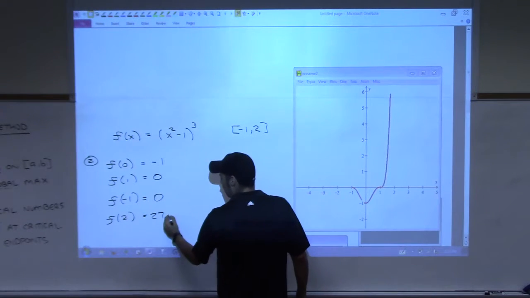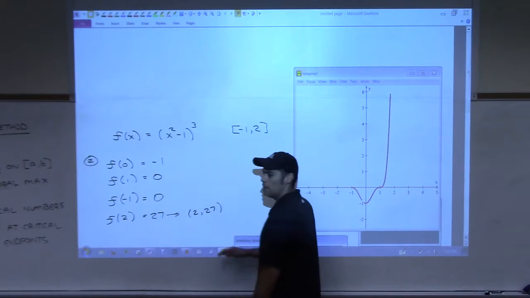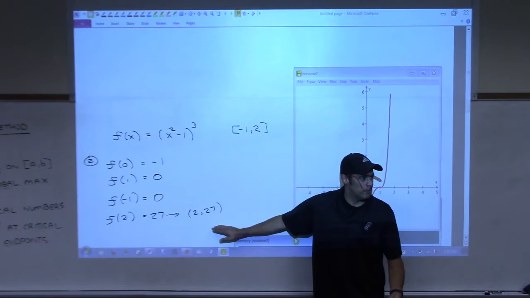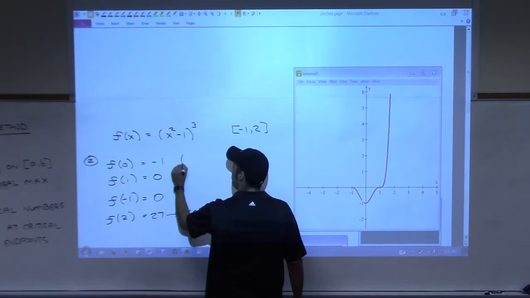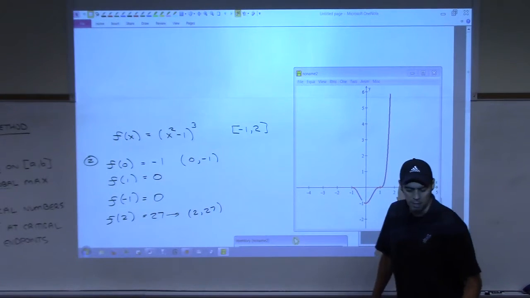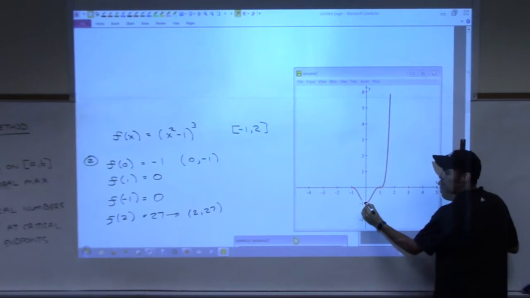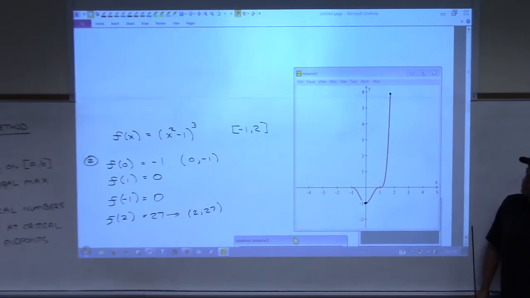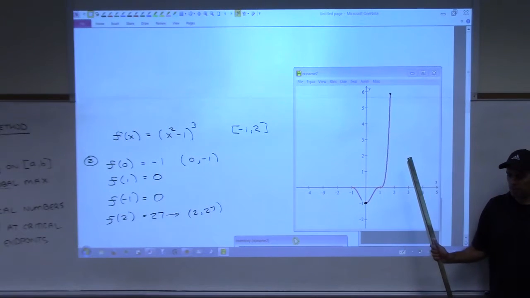So right here, I can write this as a point, (2, 27). The global maximum is 27, right? It occurs at an x value of 2. The global minimum is what? -1, but it occurs at 0. So you can see here from our graph, this is the lowest point, right? And the highest point's over here. So the mathematics matches up with the picture, right? That's a good thing.